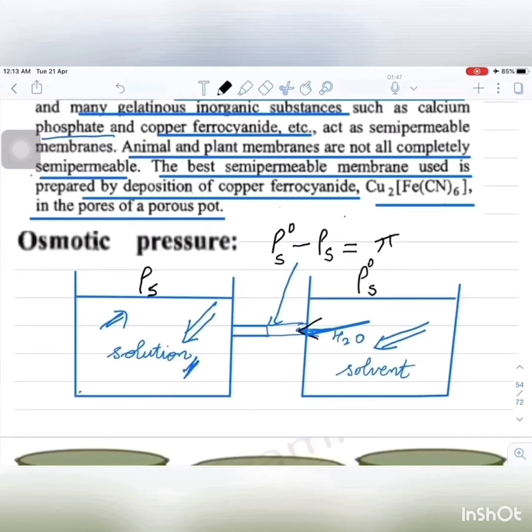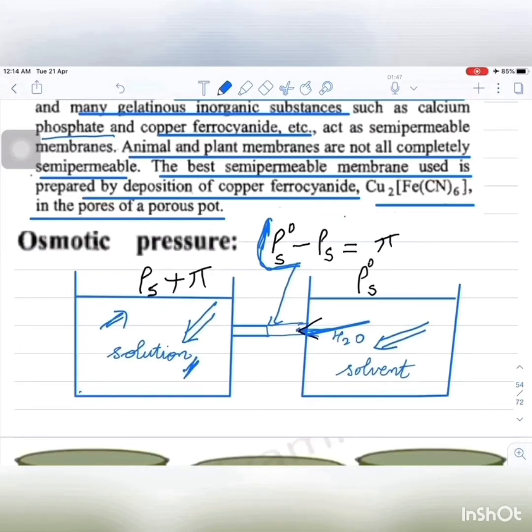And the flow of solvent molecules is because of this higher pressure. And this flow will continue unless both sides have equal vapor pressure. If we provide some pressure which is equal in magnitude of this difference, then the solvent molecules will stop flowing because vapor pressure becomes equal on both sides.